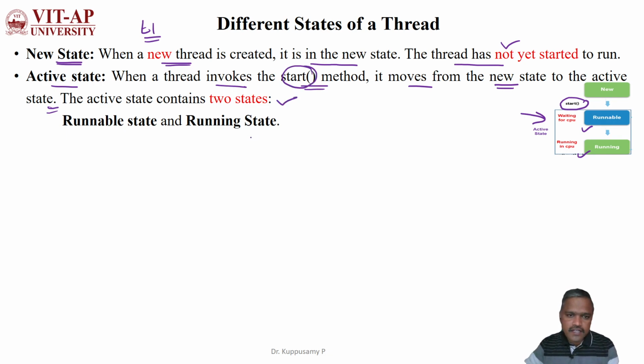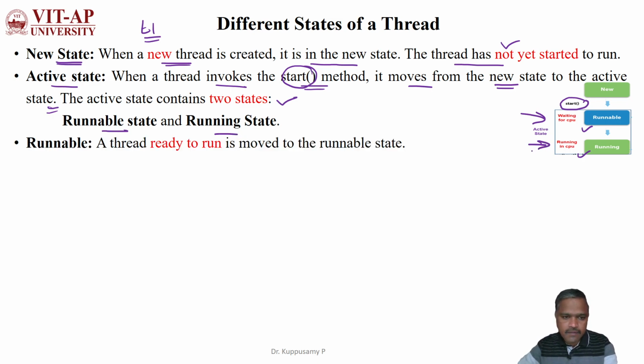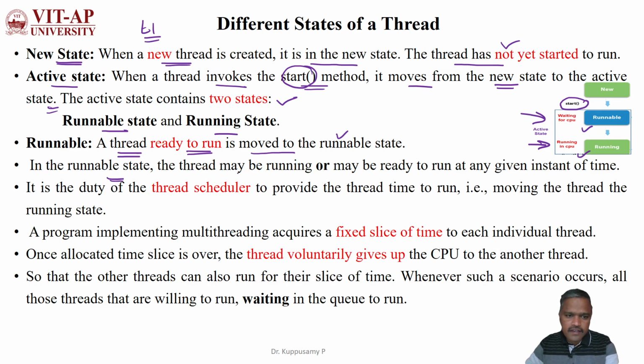Here the active state has two states, one is runnable state and the other is running state. Already we have seen this in the figure. The runnable state shows that the newly created thread is ready to run. Then it will move from the new state to the runnable state. In the runnable state, a thread may be running or may be ready to run at any given instant of time. That means the thread is created here, once it is created, it will be in the new state. Then we call the start method by invoking t1.start.